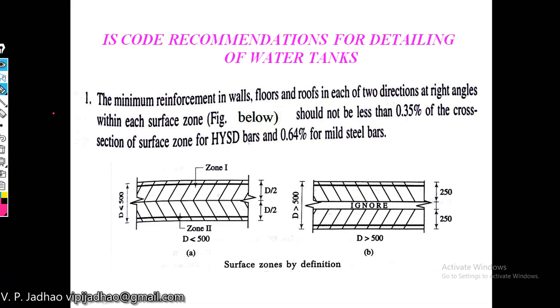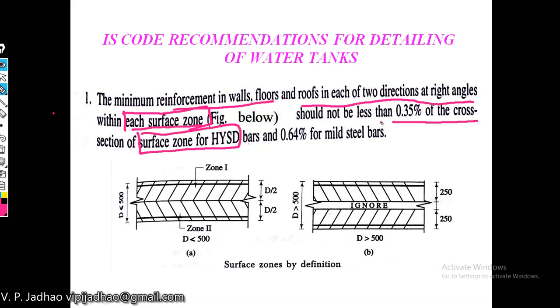There are some general requirements for detailing of water tanks. Why are these general requirements given? Because providing some extra amount of steel will reduce the development of cracks in your water retaining structure. So the first recommendation is the minimum reinforcement in walls, floors and roof in each of two directions at right angles within each surface zone. This word, surface zone, is more important. This should not be less than 0.35% of the cross section of the surface zone for HYSD steel bar.